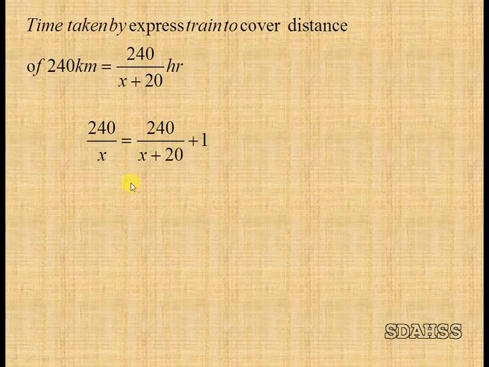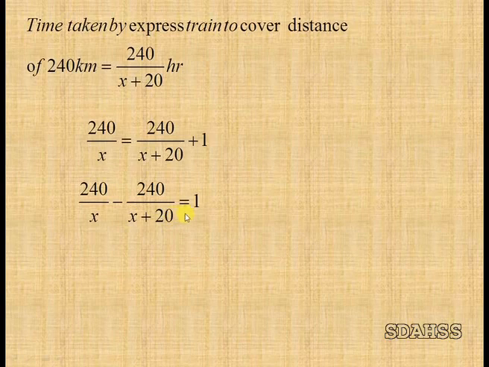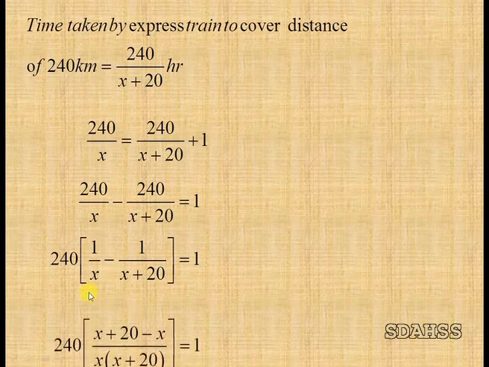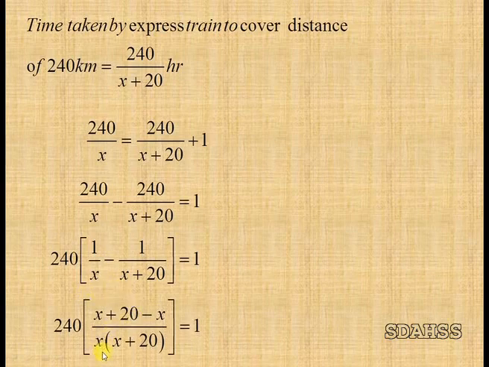Bring this 1 to the other side, it becomes negative. 240 by x minus 240 divided by x plus 20 is equal to 1. Here 240 is common, so take it outside. So remaining, you have 1 by x minus 1 by x plus 20 is equal to 1 by 240. Take LCM. The LCM is x into x plus 20.